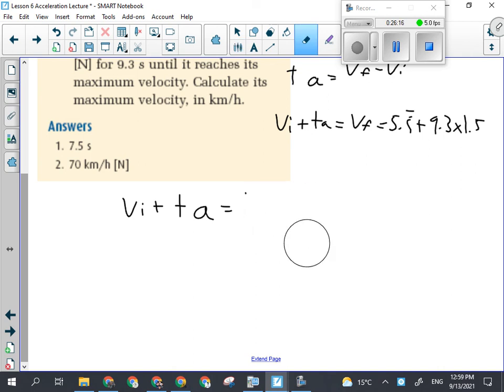Okay. Now, you're probably looking at that and going, yay, Coder, you just solved for the thing you don't want. You're solving for VI here. Yes, I am. Now, what can I do with t times a?